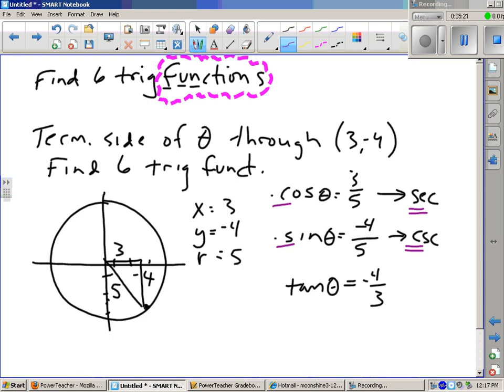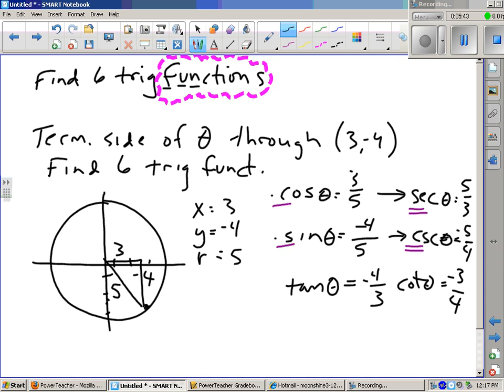So secant of theta, just flip it over, is 5/3. It's that easy. Cosecant of theta is negative 5/4, and cotangent of theta is negative 3/4. Don't make it harder than it is. It's not harder than that.